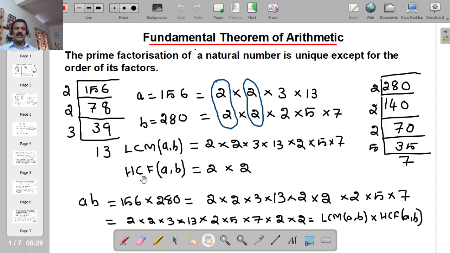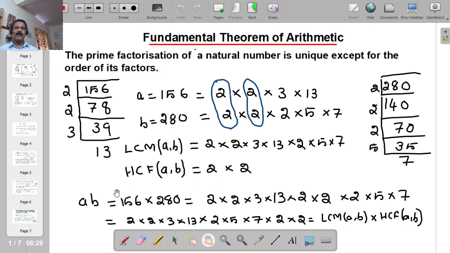So the highest common factor of A and B is obtained by multiplying the common prime factors of A and B. Here it is 2 and 2, two 2's. So HCF of A and B is 2 times 2.